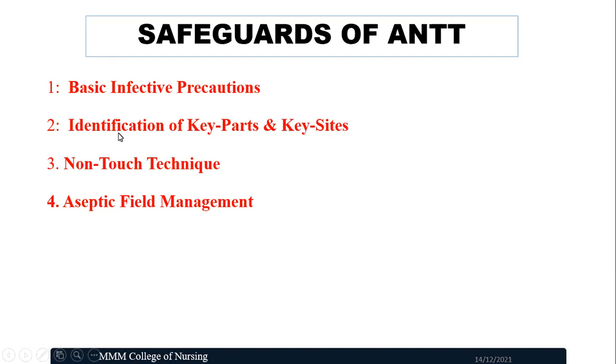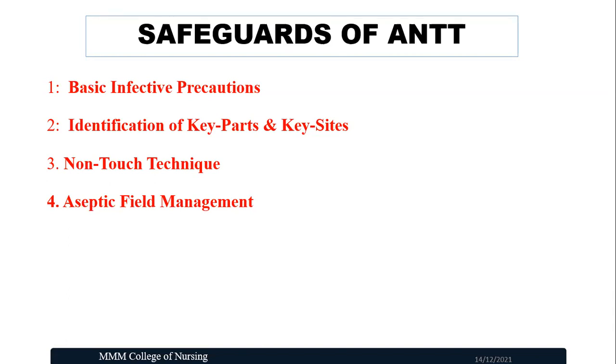The second safeguard is identification of key parts and key sites. Here, the key parts are the critical parts of the procedure equipment, for example, the tip of the Venflon. That is the critical part of the procedure equipment that, if contaminated, is most likely to cause infection. And key sites are open wounds or medical device access sites, that is, the part where the device first comes in contact with the skin and enters or punctures the human body.